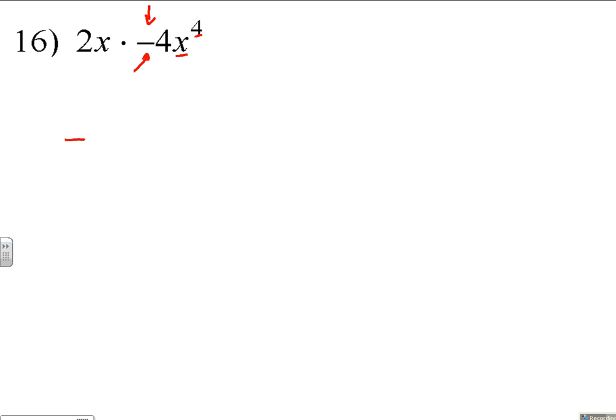Therefore, my final answer is negative, and I'm done dealing with negatives. From this point on, I might as well just ignore that guy. I've got a 2 times a 4, 8. I've got 1x and 4 more x's, x fifth. That is the most likely mistake, though. Just like pretty much all of Algebra 1, the most common errors occur with handling negatives. Don't make the common mistakes.